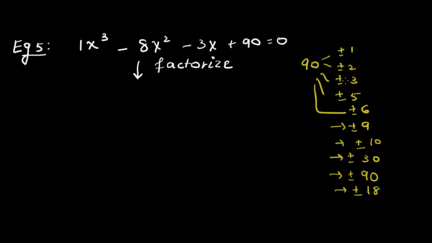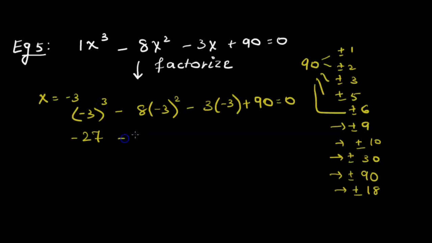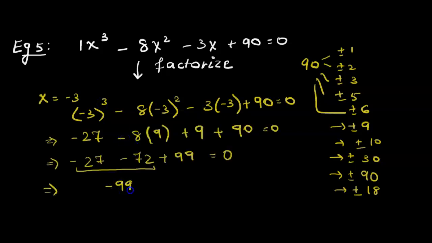And once we do trial and error, we would be able to find out that x equal to negative 3 would give us this function equal to 0 value. Let's check that. So when we sub in negative 3 as x, it would give us a negative 27. This gives us a negative 99 plus 99, and that would be equal to 0. Therefore, x equal to minus 3 is the first factor.